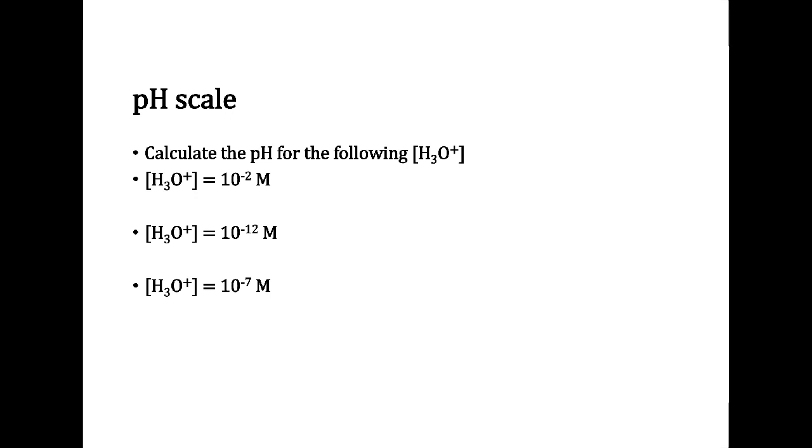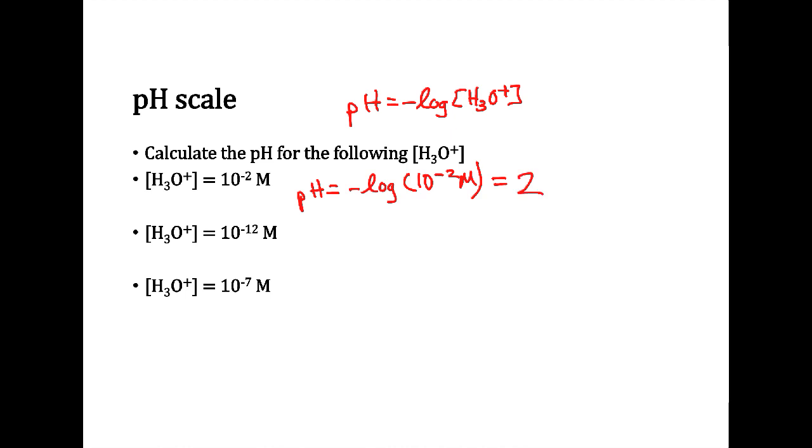But here's three examples. So we have the concentration of H3O plus is equal to 10 to the negative second molar. So since we know that pH is equal to the negative log of H3O plus, we can just plug right in. So pH for the first one would be equal to the negative log of 10 to the negative second molar. Whenever you plug this in your calculator, you will get the pH of 2, which we know that a pH less than 7 indicates that the solution is in fact acidic.